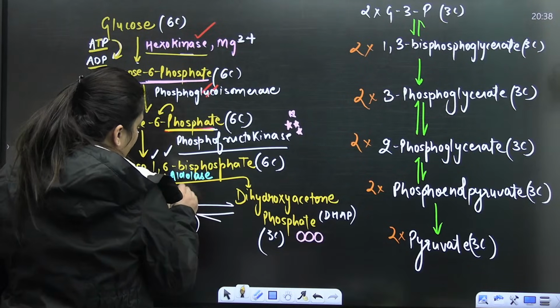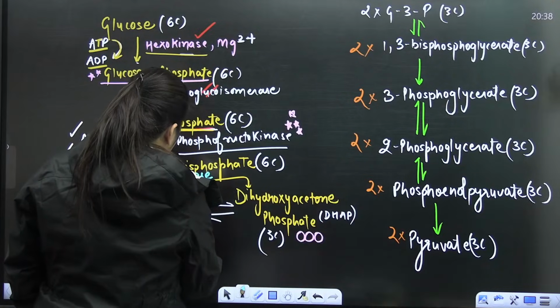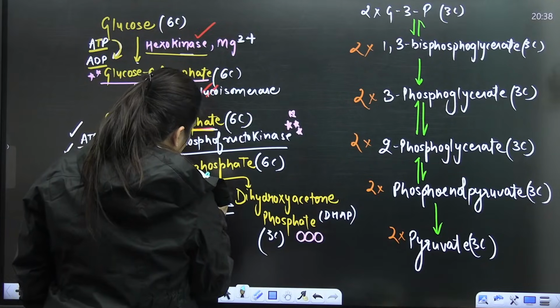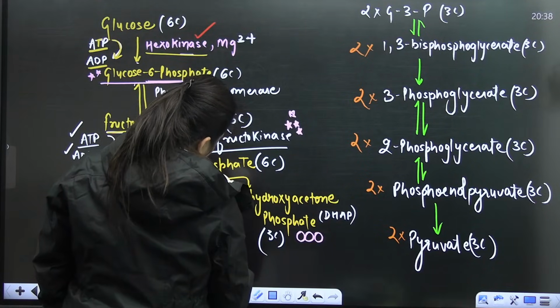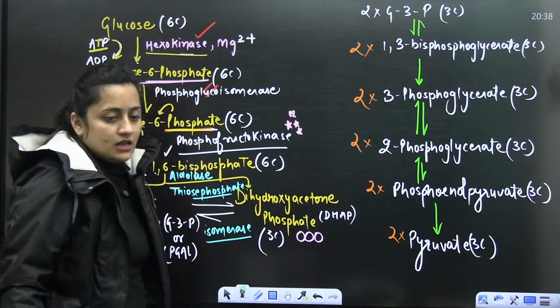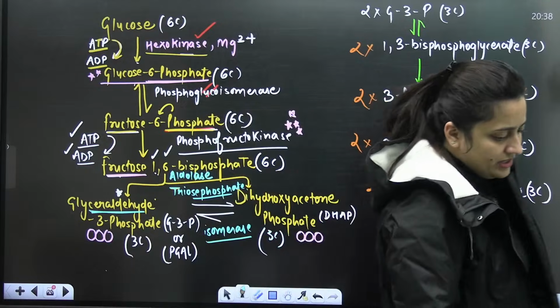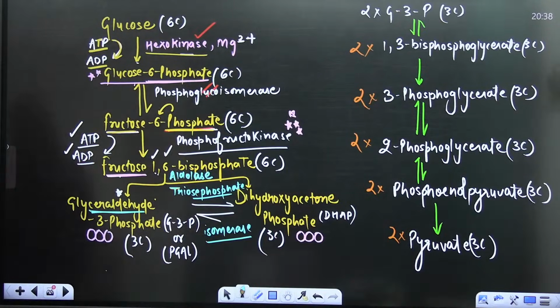Glyceraldehyde 3-phosphate and dihydroxyacetone phosphate are also isomers. So here, which enzyme do you have? You have triose phosphate isomerase. And as I said, magnesium ion will be used in all the steps. So far, if there is any doubt, then do let me know, quick.